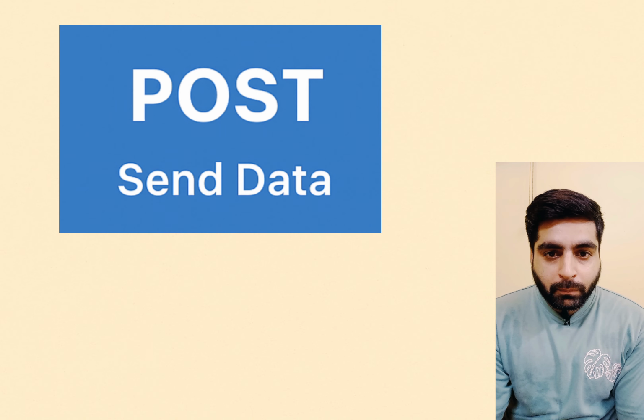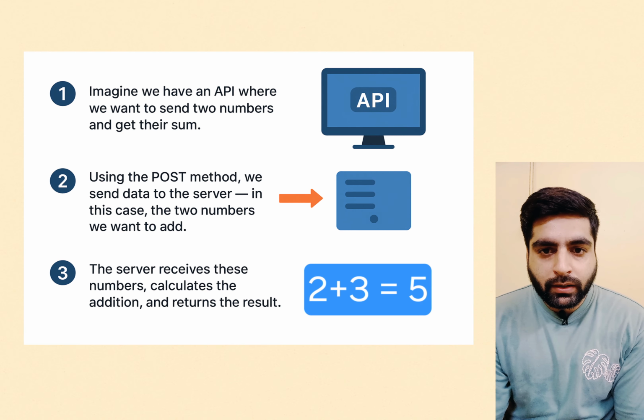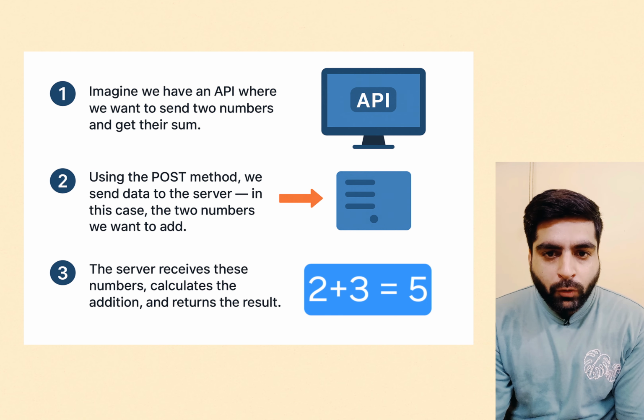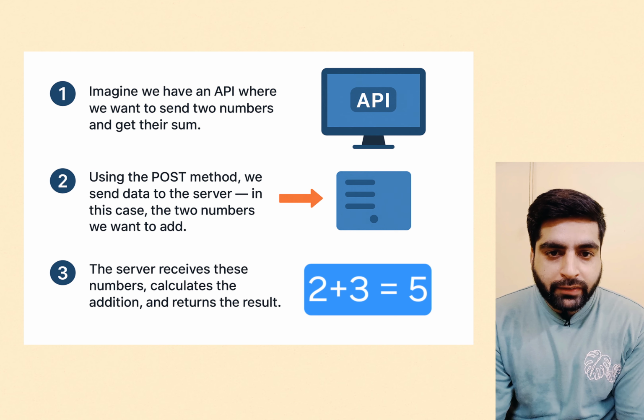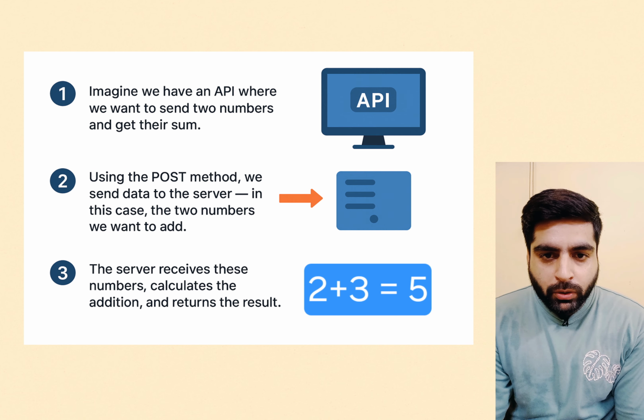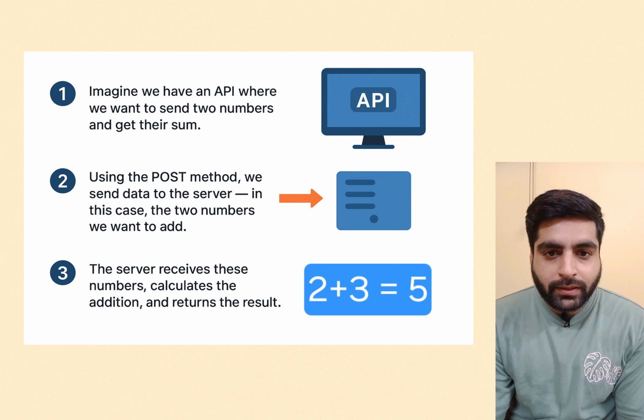In layman terms, the post method is used to send data to a server. Let's understand this with a simple example of addition of two numbers. We have given two numbers as input using the post method to a server. Now the server will perform addition and will store the value. Suppose we have given 2 and 3 as input. Now the server will calculate 5 as the output and will store the value. So this was the basic example of the post method.